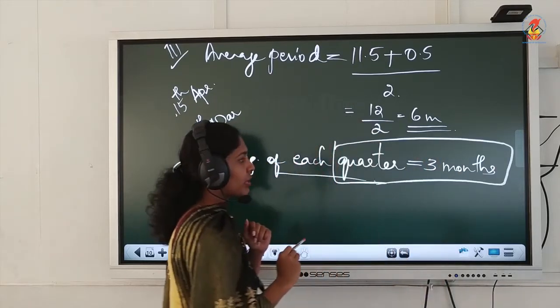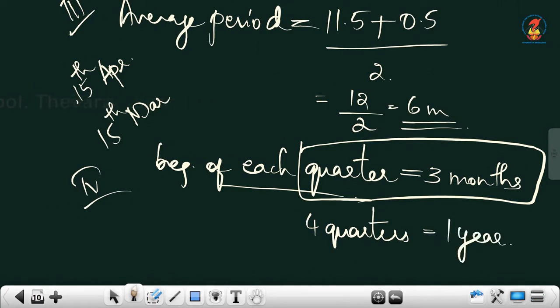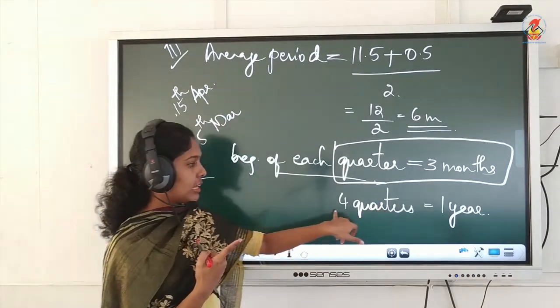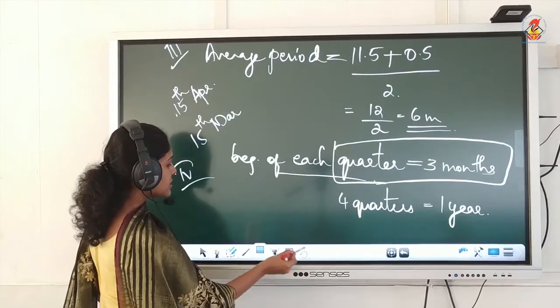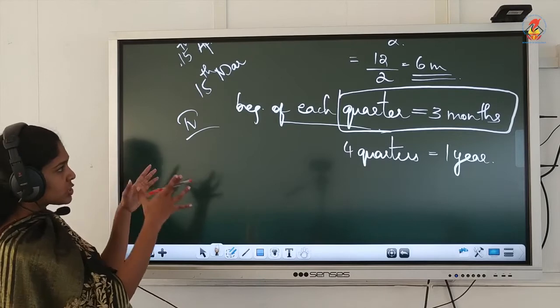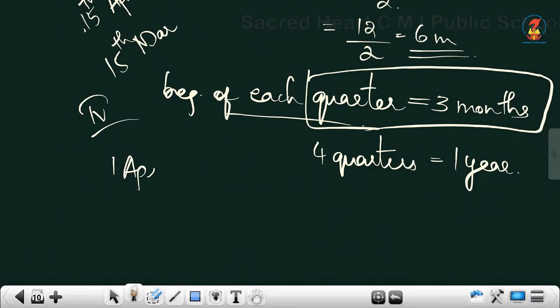So how many quarters will be there in 1 year? There will be 4 quarters in 1 year. This one you need to know. Quarter means 3 months. So in a year there will be 4 quarters. And now withdrawal is happening in the beginning of each quarter. I'll show you all quarters in a year. The first quarter will be 1st April, and 1 quarter means 3 months. So April, May, June. You can write 30th of June.